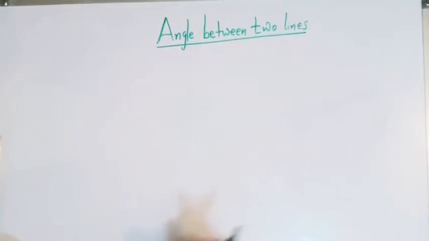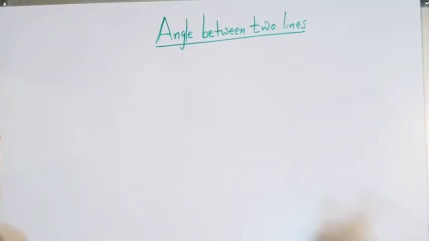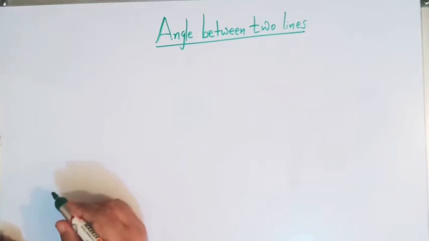Hello viewers, in today's lecture we are going to take up the concept of angle between two lines. In our earlier videos we have seen the concept of line in space, and we have also derived the vector and Cartesian equation of a line in space. So here we will consider how to find the angle between two lines.